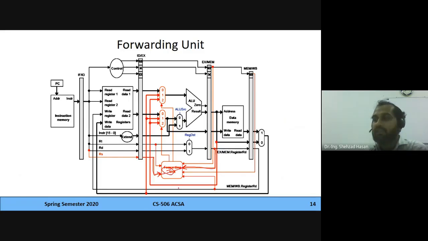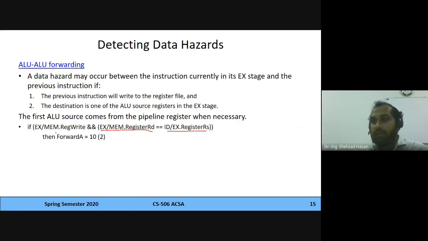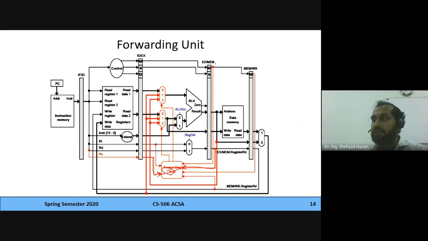Okay. Similarly, what else do we need? We need EXMEM register rd, right? And where do we have this value? We have this value in the EXMEM pipeline register. So that register write control signal is also provided to the forwarding unit.